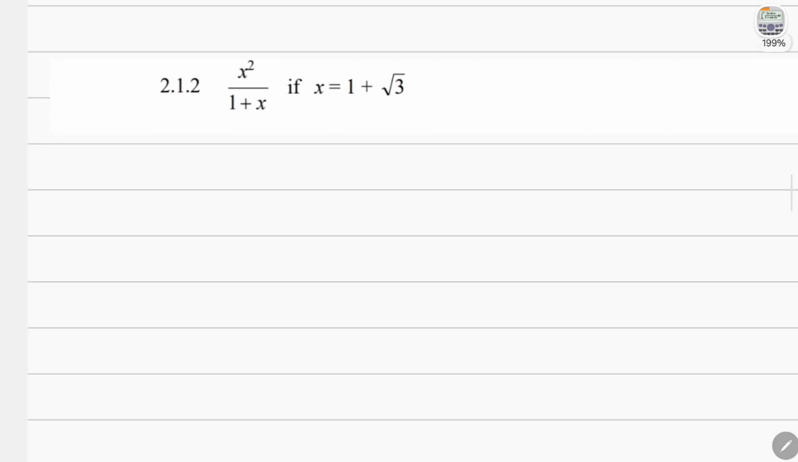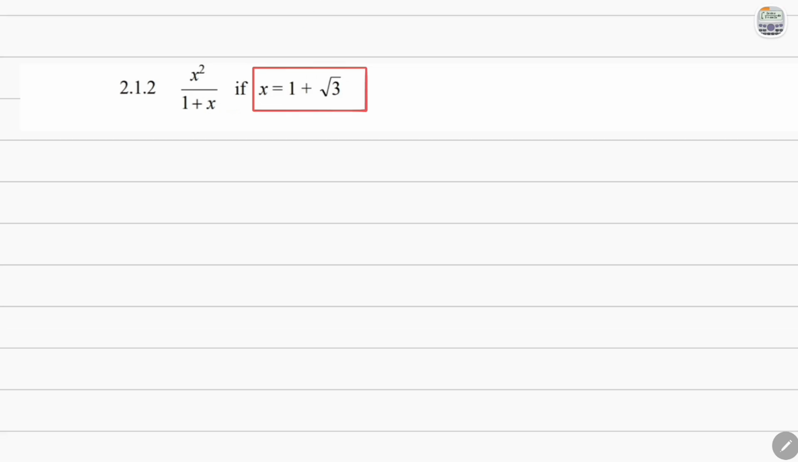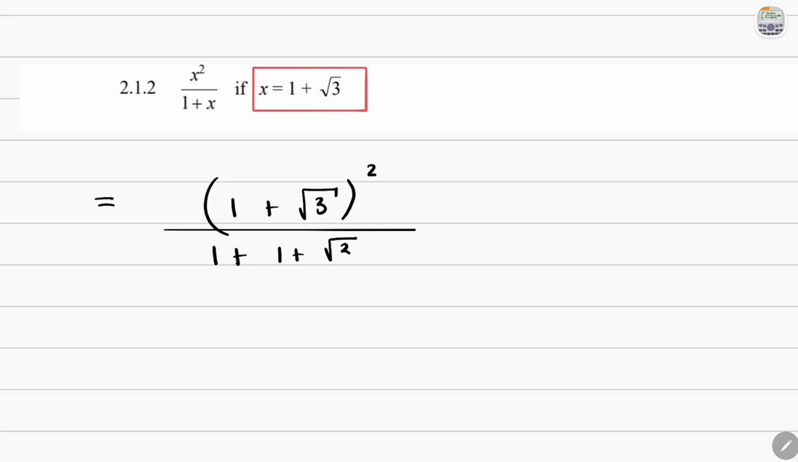Question 2.1.2 says we are given this, and we need to find the value of this expression if x is equal to 1 plus root 3. So just rewrite the expression, but in place of x, substitute 1 plus root 3. There's x squared, so we'll say 1 plus root 3 all squared. And then this goes all over 1 plus, and there's x, so 1 plus square root 3.